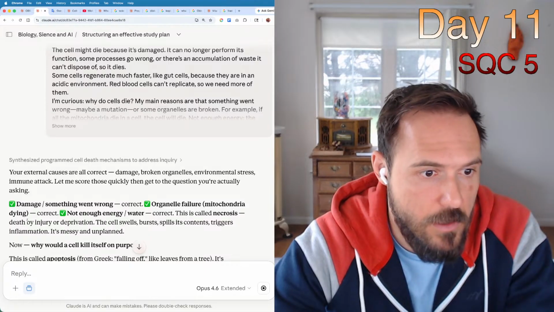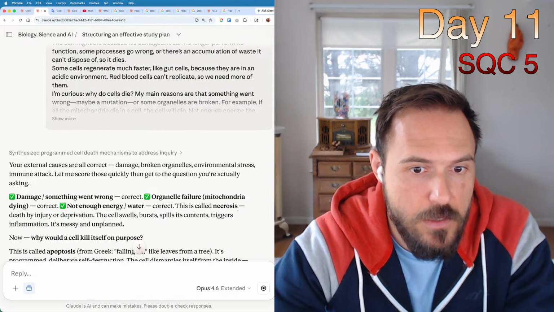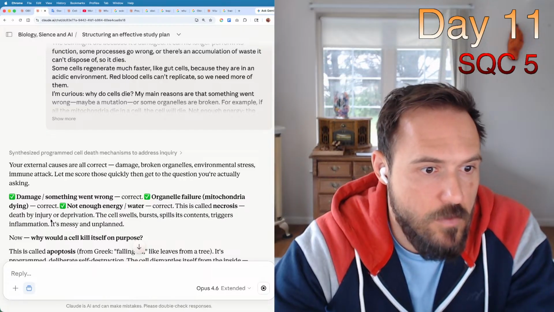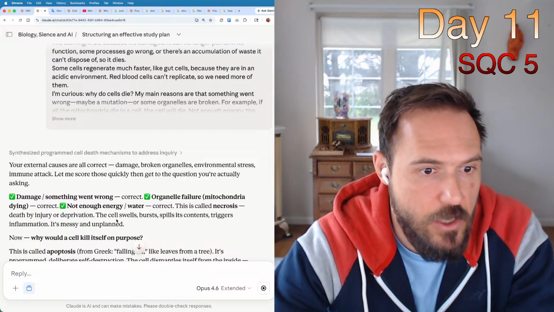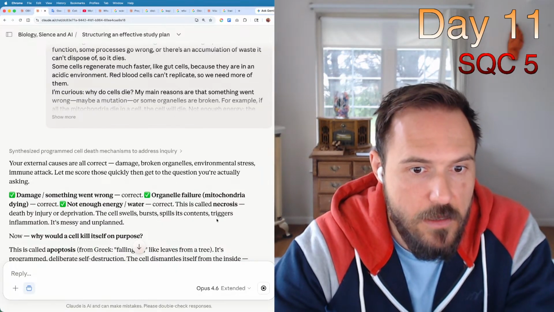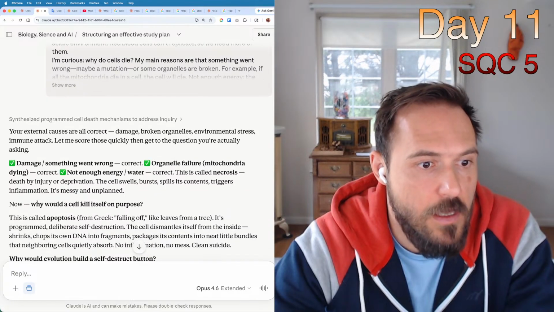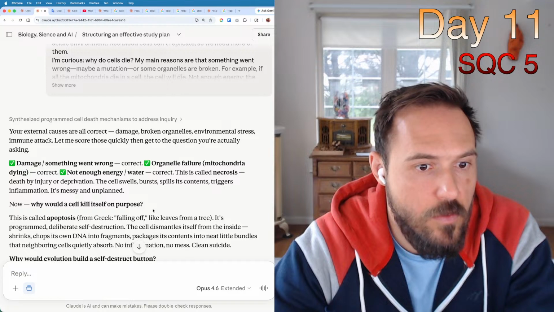Organelle failure, mitochondria dying, correct. Not enough for energy, water, correct. This is called necrosis. Death by injury or deprivation. The cell swells, bursts, spills its contents, triggering inflammation. It's messy and unplanned. Now, why would a cell kill itself on purpose?